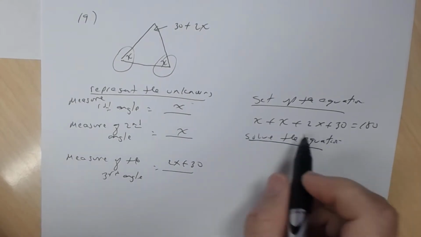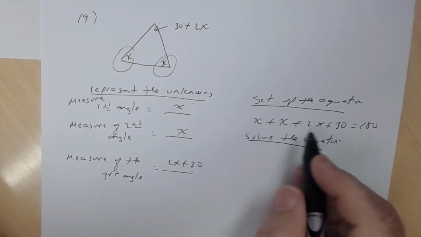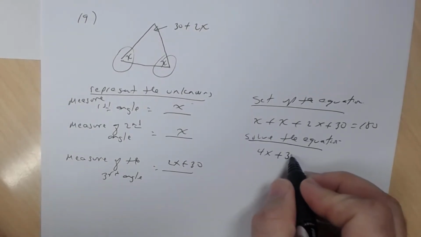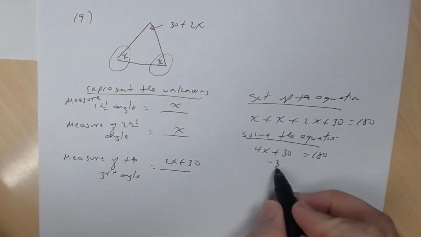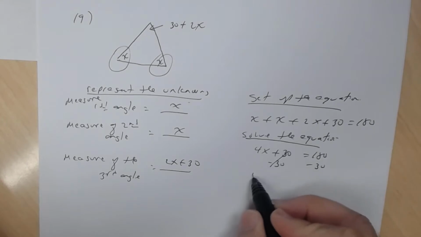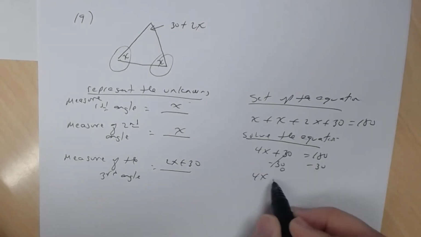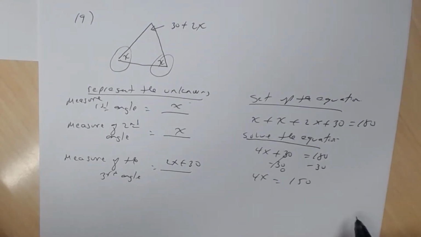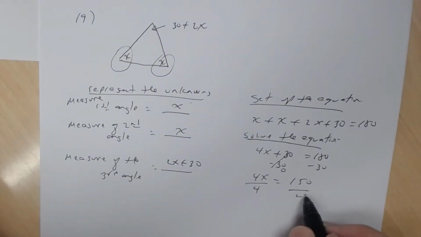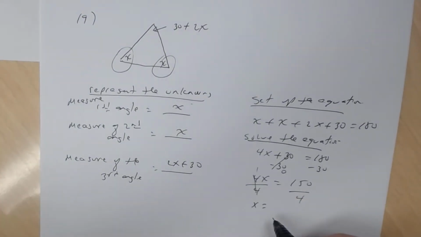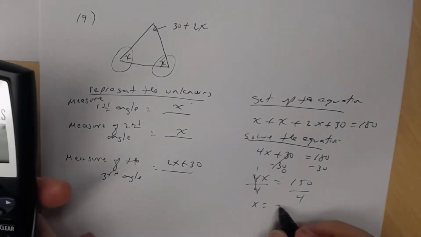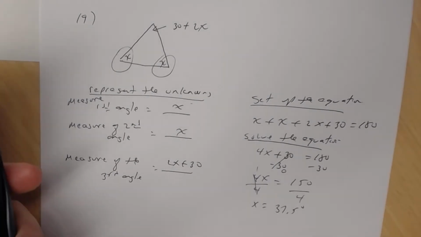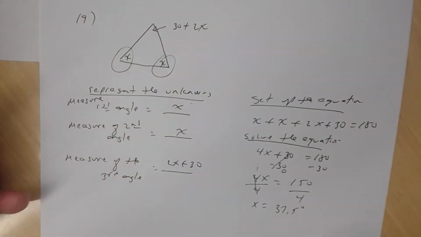So when I solve the equation, I'm going to combine like terms. So that's 4x plus 30 equals 180. Subtracting 30 from both sides, I get 4x equals 150. Divide both sides by 4. I get x to be 150 divided by 4, which is 37.5 degrees. Okay? All right, so let's see what that means.